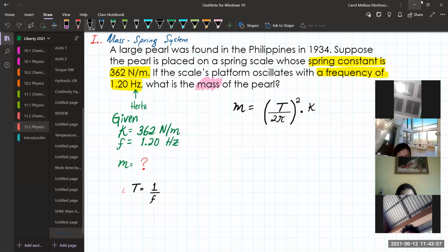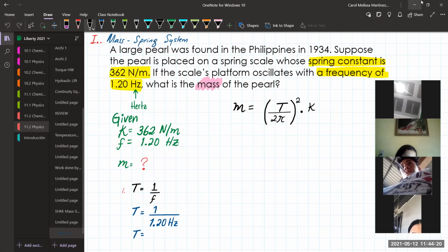So I will get the period by just dividing 1 over the frequency, that is 1.20 hertz. Remember that hertz is a compound unit, that is 1 over second. How much is the period? 0.83. And because I'm talking about period, the units are seconds.